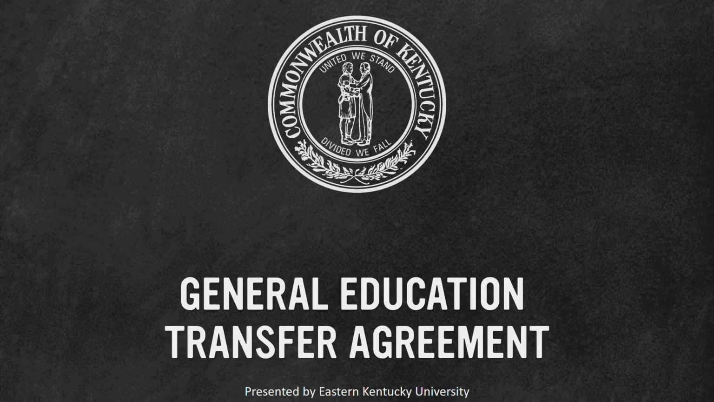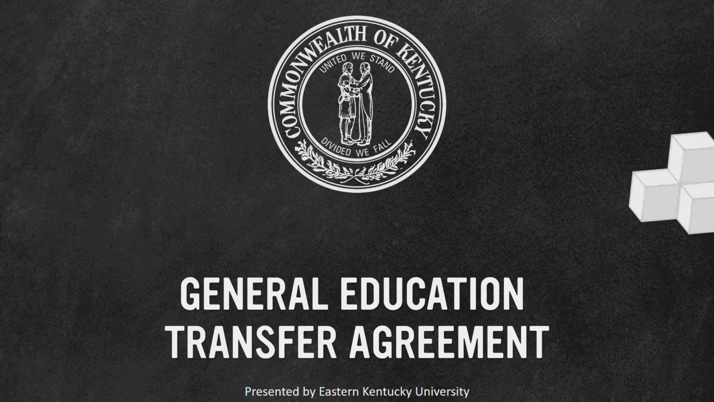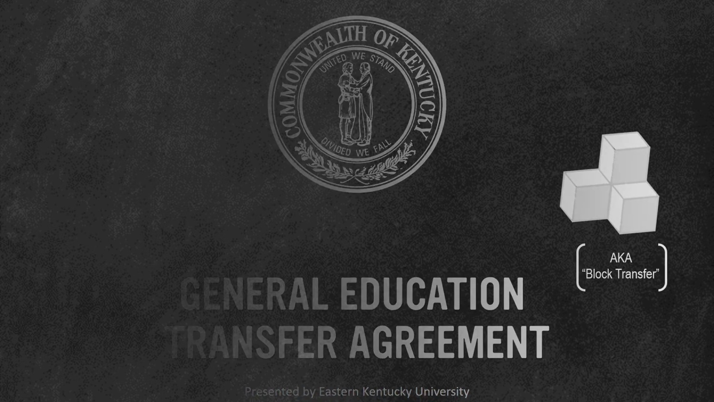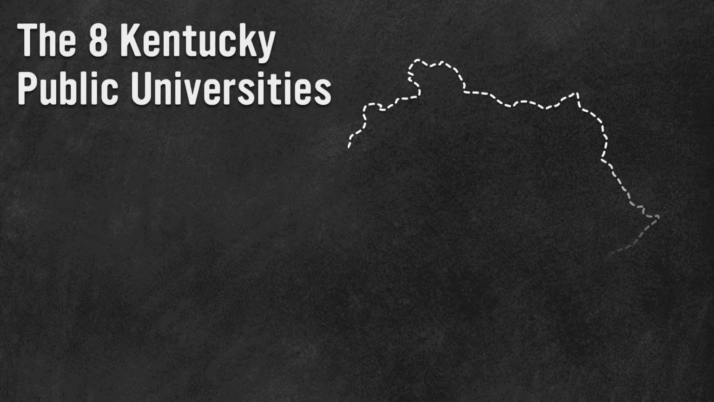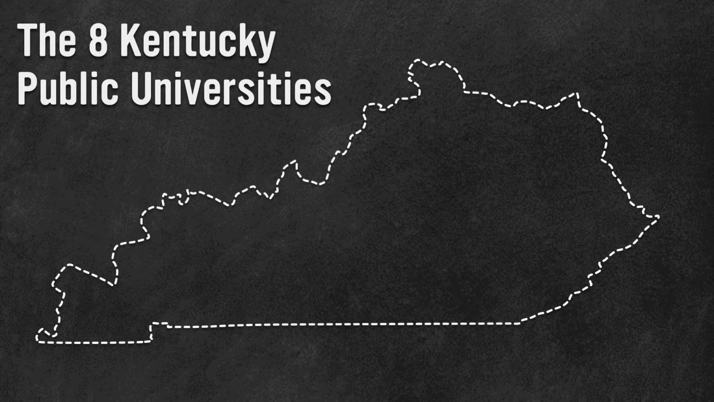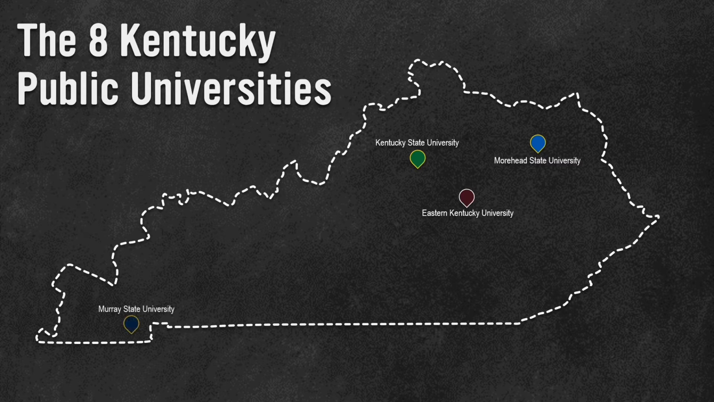If you are considering transferring from a public college or university in the state of Kentucky, then it is important to understand the General Education Transfer Agreement, also known as block transfer. This agreement includes the Kentucky Community and Technical College System and the 8 public universities within the state. These institutions are Eastern Kentucky University, Kentucky State University, Morehead State University, Murray State University, Northern Kentucky University, the University of Kentucky, the University of Louisville, and Western Kentucky University.